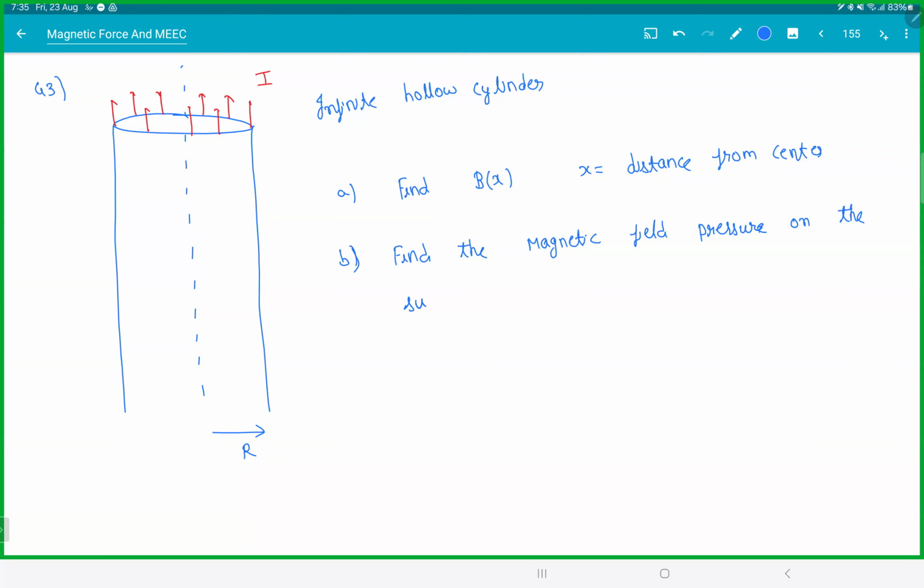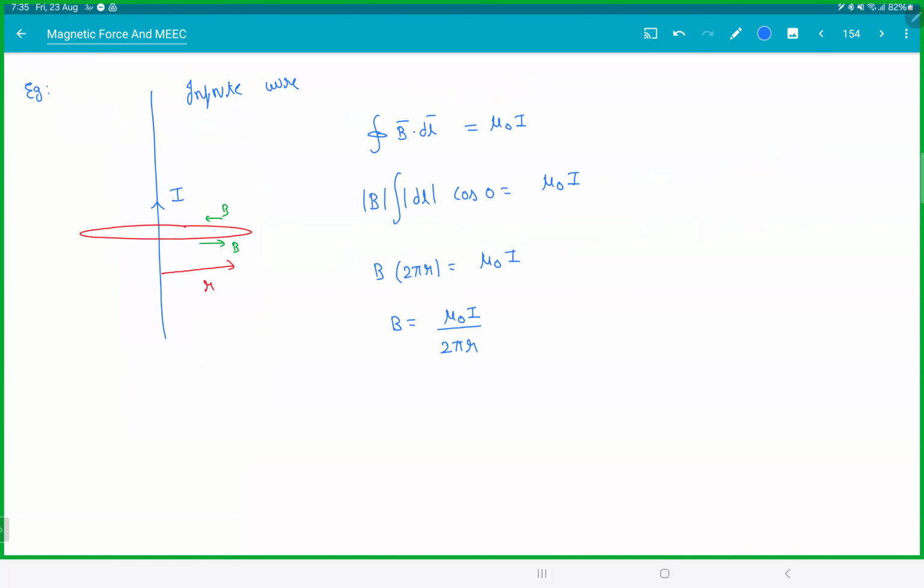Anyone remember the electrostatic field pressure formula? What is the formula? Denominator had 2, not 6, it's sigma square by 2 epsilon naught. Forgot the field pressure? Sigma is the surface charge density. Clear, Aryan?